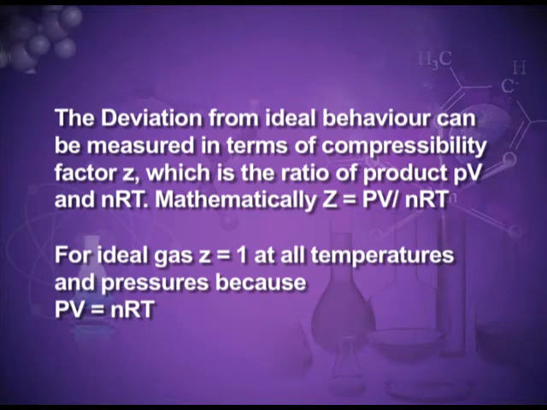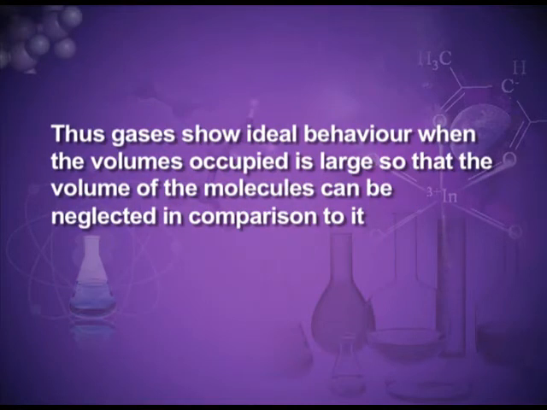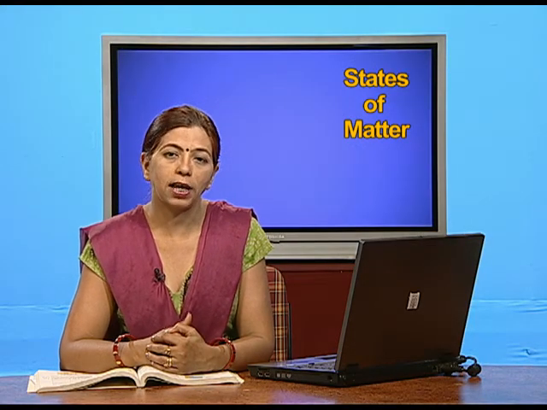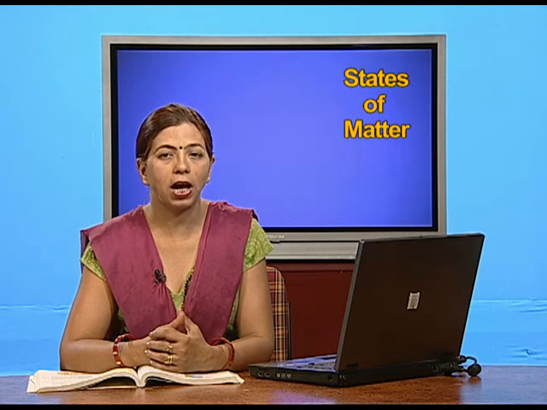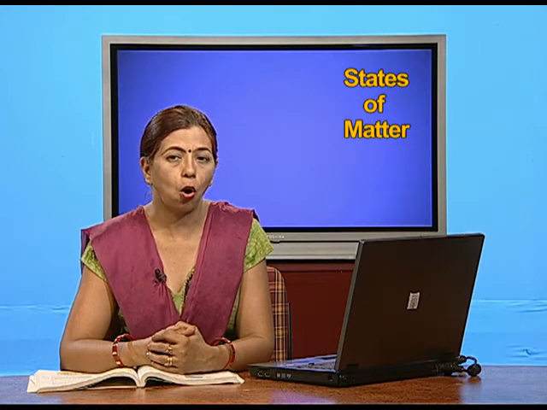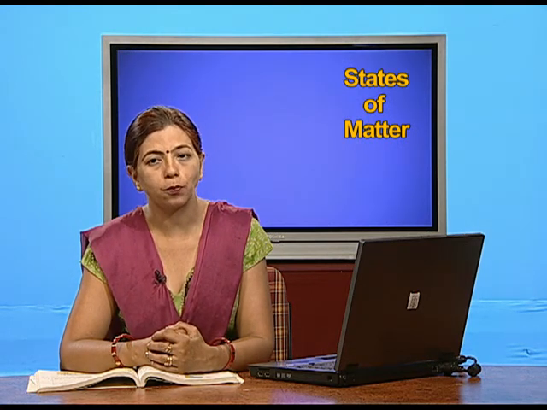For an ideal gas, Z is equal to 1 at all temperatures and pressures, because PV is equal to nRT for an ideal gas. Thus, gases show ideal behavior when the volume occupied is large, so that the volume of the molecules can be neglected in comparison to it. So, a real gas can behave as an ideal gas when either the volume is very high or the pressure is very low.